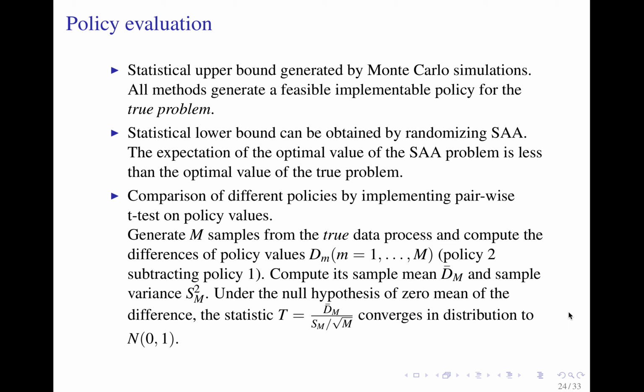Okay? So we can do the policy evaluation, which is step 4. By using simulations, we can get a statistical upper bound. All right? And besides, if the true problem is discretized by SAA, we can randomize SAA to generate a statistical lower bound. On the other hand, for the Markovian case, it is not possible to do that as far as we know. We can also evaluate our policy by comparison using pairwise t-test.